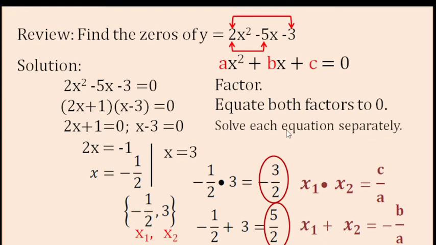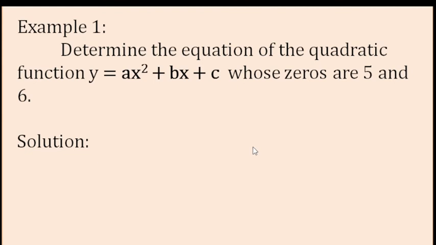given the zeros. Let's do example number 1. Determine the equation of the quadratic function in the form y equals ax squared plus bx plus c, whose zeros are 5 and 6. Now notice here again that the last term is just actually the product of the two roots. So 5 times 6 is 30. So this is c, 30.